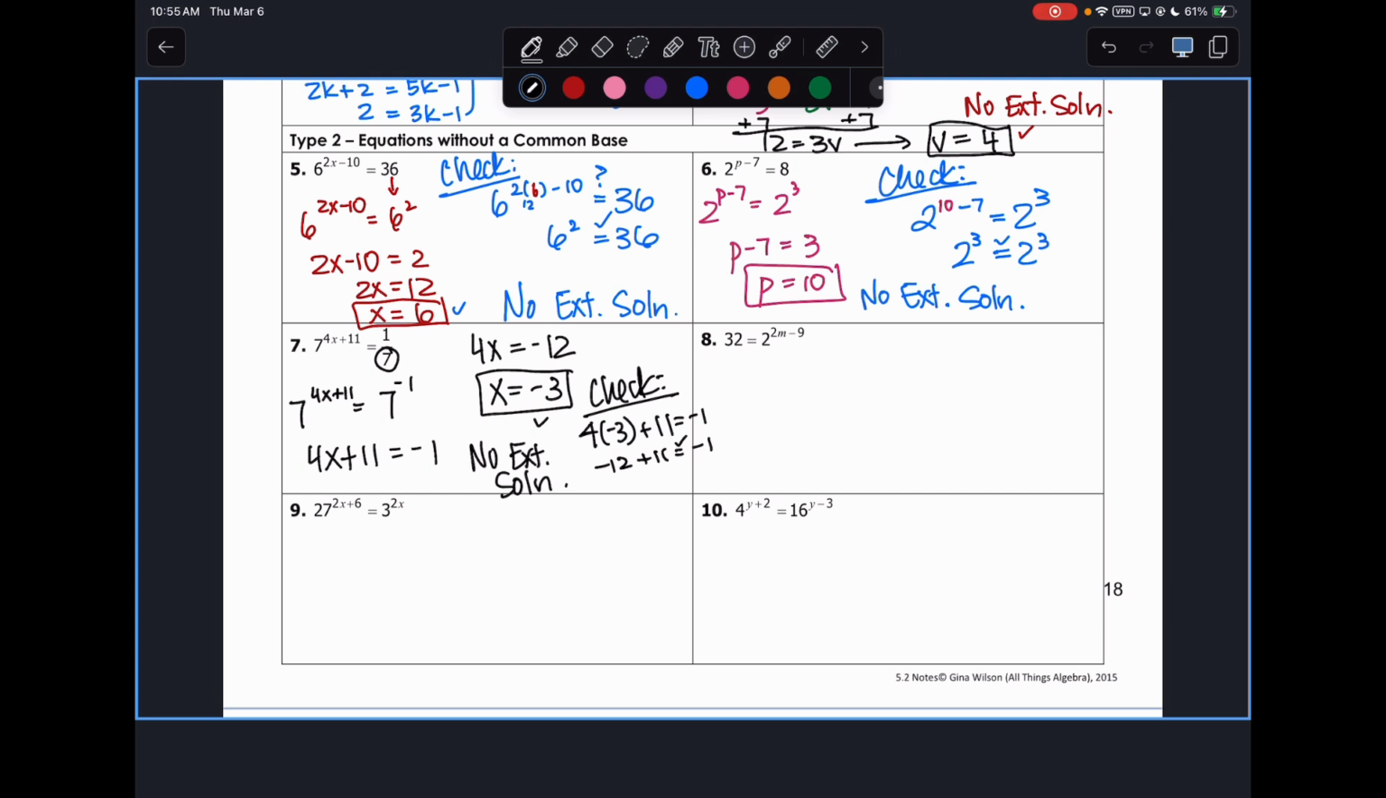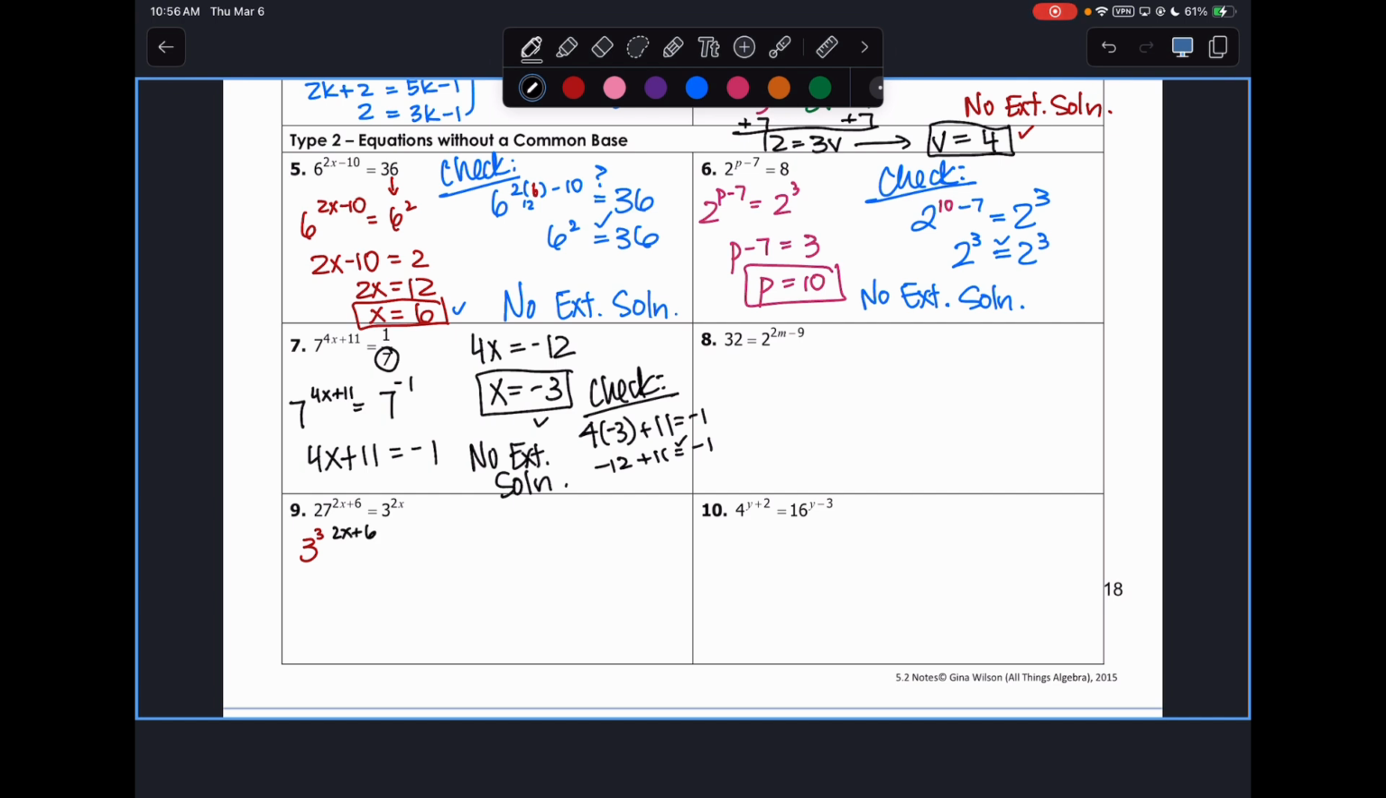Now this is the tricky one, number 9. Okay. There are 2 ways to go about it, but I would rather have you go in a consistent direction of just changing the base to the lowest base that we see, rather than changing it both to something higher. It's gonna get confusing anyways. So 27 can be rewritten with a base of 3. 3 to what power is 27? So if I do 3 to the third power, I get 27, but that 2x plus 6 is still there.